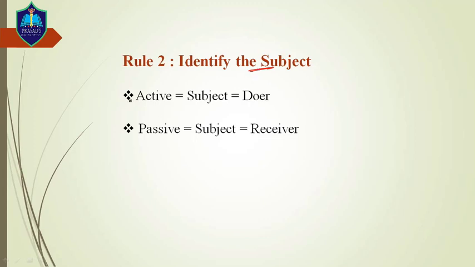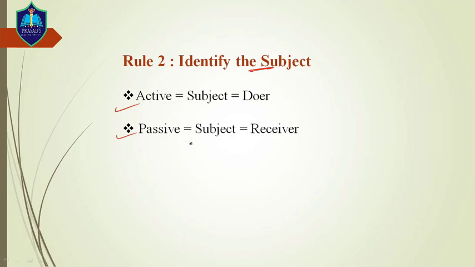The very first point is: active equals subject equals doer, and next, passive equals subject equals receiver. What is this? Here no need to know what active voice or passive voice means, its examples and usage. First we should know how to identify whether the statement is in active voice or passive voice.